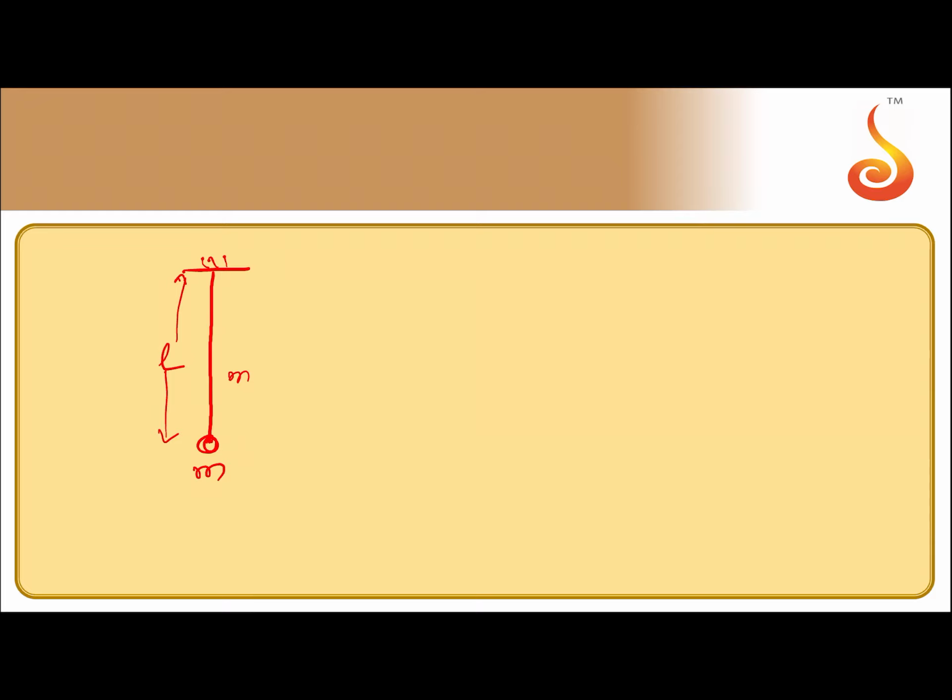Let us conserve the energy. See, the final system will be something like this. I am showing a separate diagram. This is the initial position, and the final position will be here. So clearly, change in gravitational potential energy is equal to change in kinetic energy. What is that final potential energy?